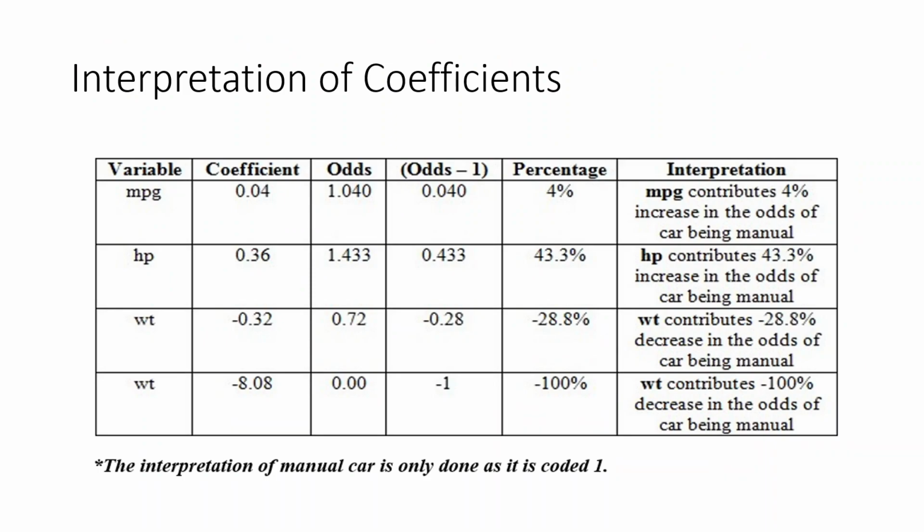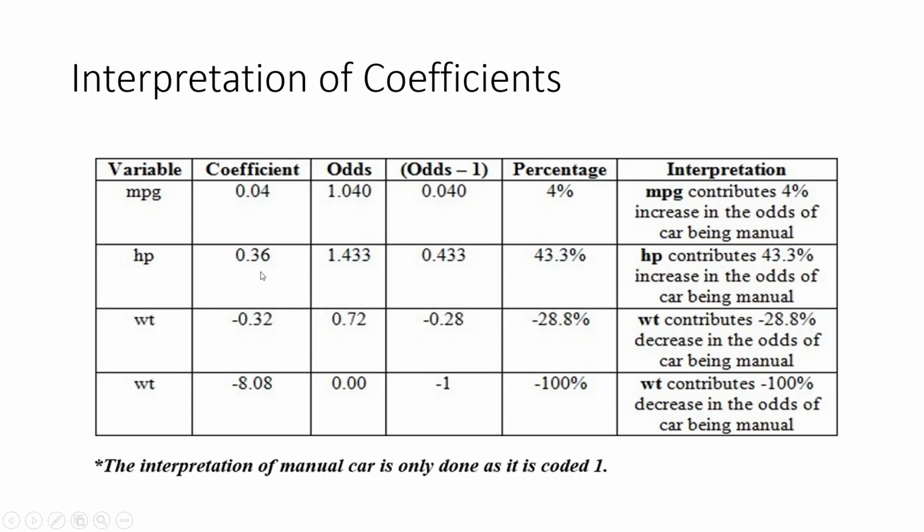Right? Let's try to understand this through the interpretation of coefficients. The MPG has a coefficient of 0.04, so the odds is 1.040, based on the exponent e. If I convert it into a percentage, since MPG is positive, MPG contributes a 4% increase in the odds of the car being manual.